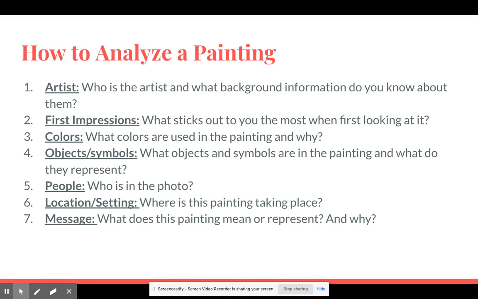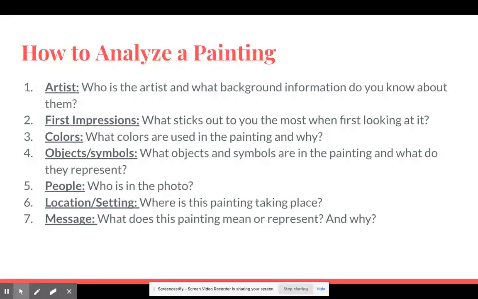Most of the time, I believe this one's going to be Jacob Lawrence. So looking at the past video and the slides, what do we know about him? Number two, first impressions. What sticks out to you the most when you're first looking at it? The very first thing you do when you look at it, what sticks out to you?